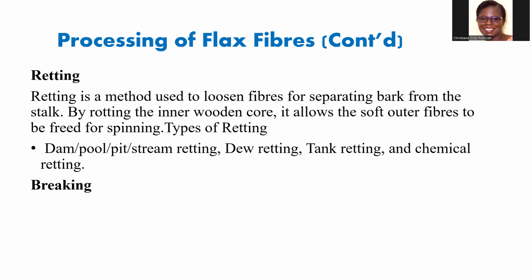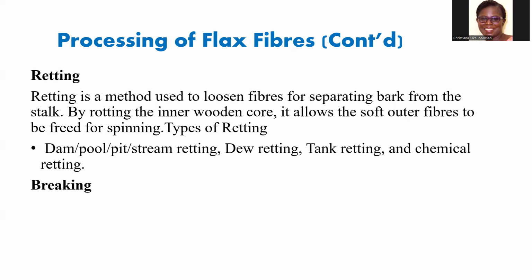We have types of retting. We have the dam retting, pool retting, pit or stream retting, where we put the bundles of the stalks along the riverside for some time. As the river flows, it will wet the stalks to be softened. Then you have dew retting. Dew retting is where we leave the bundle of the stalks in the open for rain, dew, and sun to act on them for about 3 weeks. Then we halt and continue with the process.